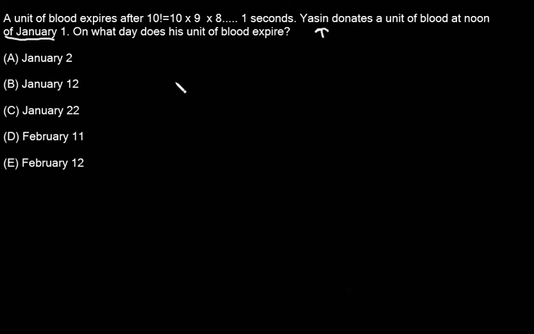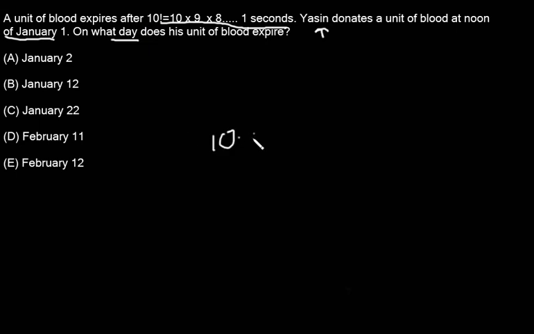So, it's asking us how many days after January 1st this unit of blood expires. To do that, it's telling us days right here, but it's telling us seconds right here. So we want to convert our seconds into days. Let's remember, convert your units. So how do we do that?